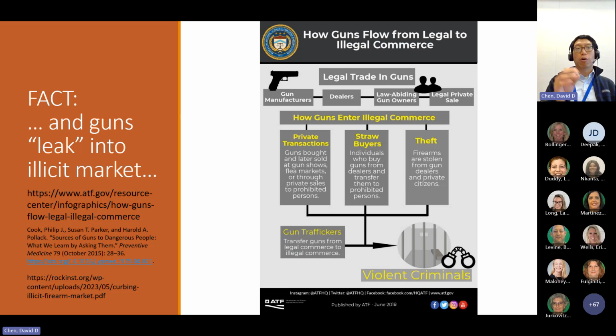Almost certainly, or I would say in most cases, it starts off with someone that is a legitimate owner, or where a legitimate purchase happens. And then it goes through essentially these straw methods or private transactions or theft, then entering into the illicit market. What proportion comes from which is not clear. It is difficult to estimate and calculate and track.